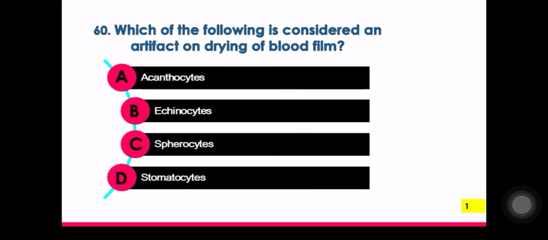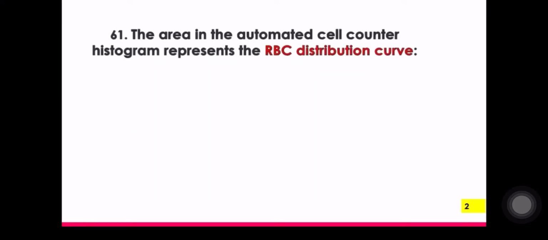I mentioned earlier that echinocytes can be seen in pyruvate kinase deficiency or uremia, or they may exist as an artifact due to the alkaline glass effect. For number 60, we have letter B, echinocytes.